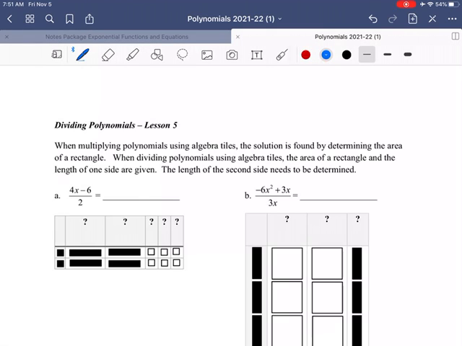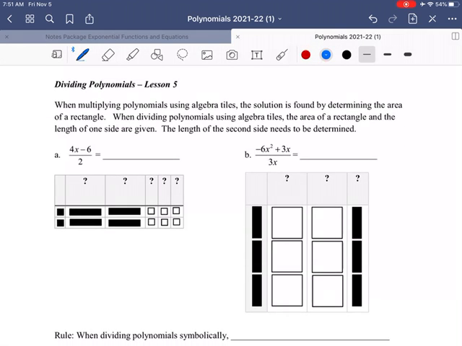All right, lesson 5. This is the last lesson of the unit, dividing polynomials. So when multiplying polynomials using algebra tiles, the solution is determined by finding the area of the rectangle. When dividing polynomials, the area of the rectangle and the length of one side are given. The length of the second side needs to be determined.